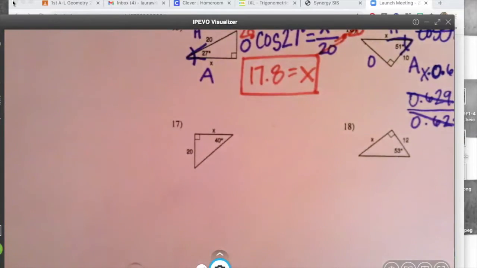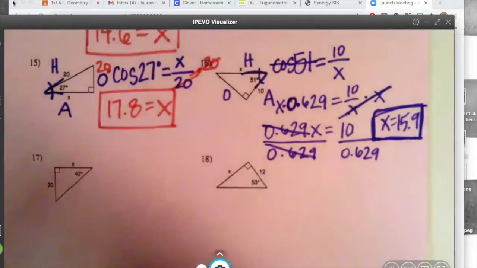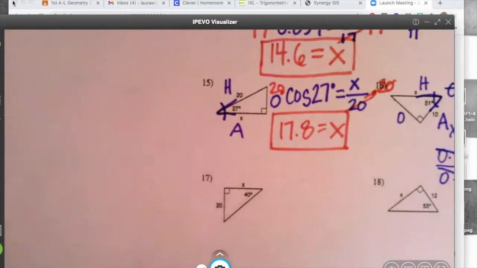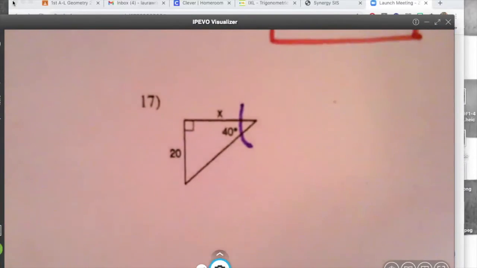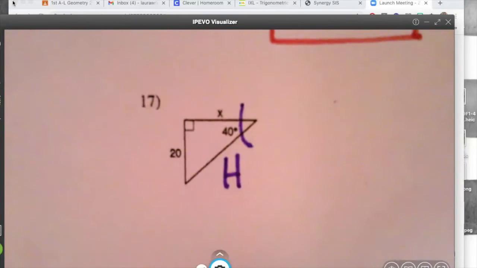And from here on out, I'm just going to keep this as cosine 51 or as cosine 27 or whatever. Just realize that it is a number on its own. So 17. We've got our angle. We've got our hypotenuse over here. This is our first one where we're not using the hypotenuse because it's blank. We don't have any information about it and we don't need to find it.